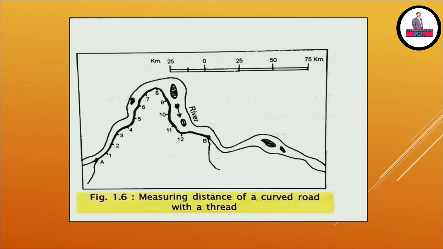There you mark with the pen, and this thread has to be measured on the scale. The scale reading, how much it is coming, has to be converted into kilometer, and that will be the answer for the distance of this indirect distance.